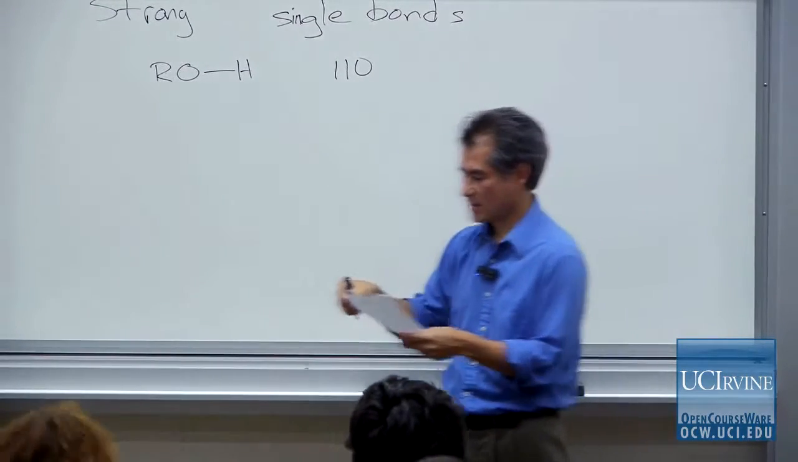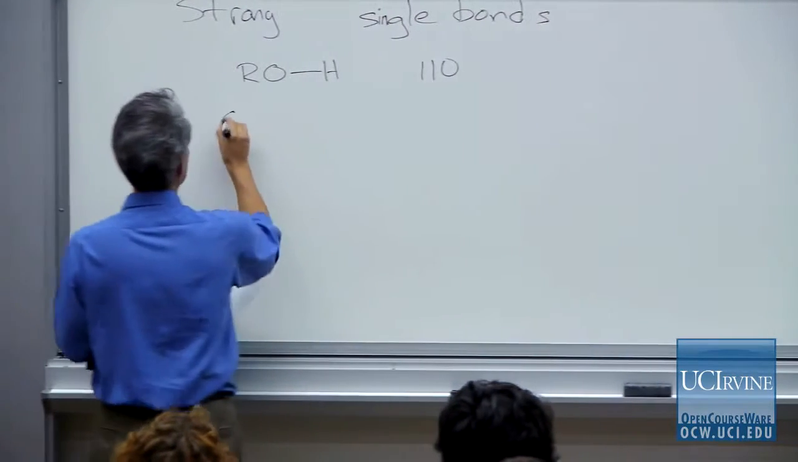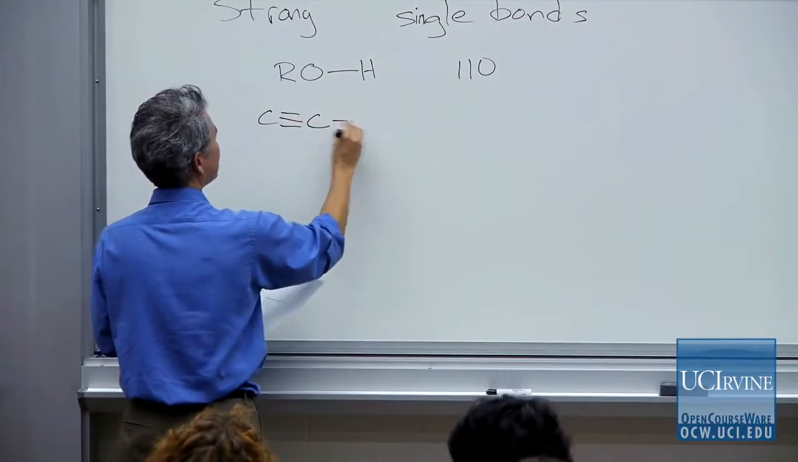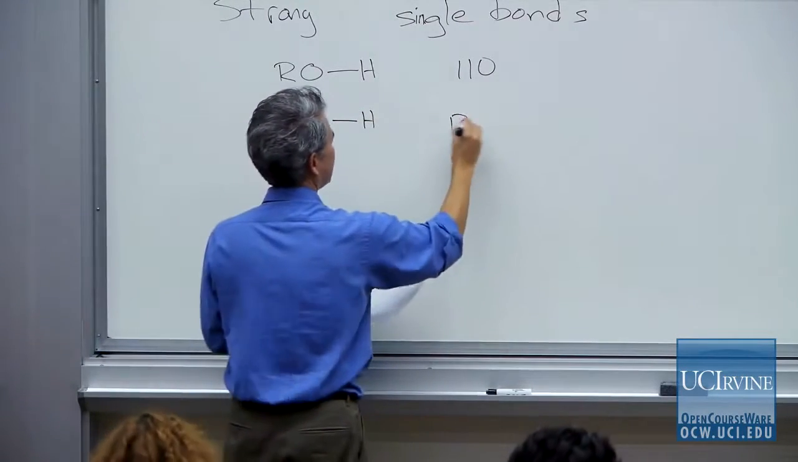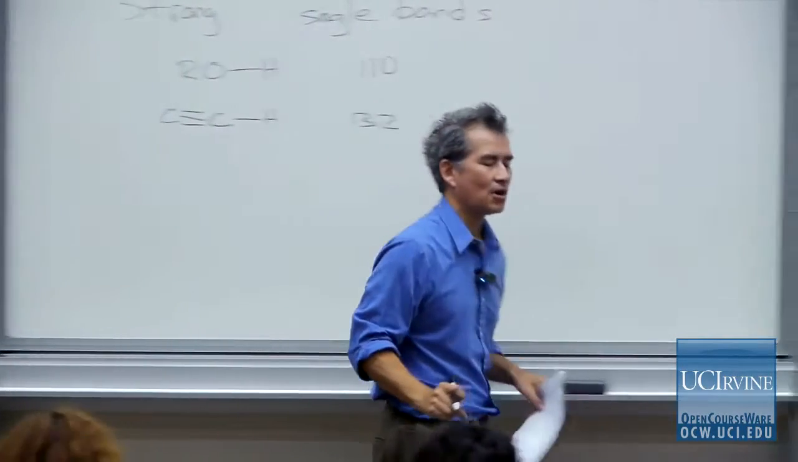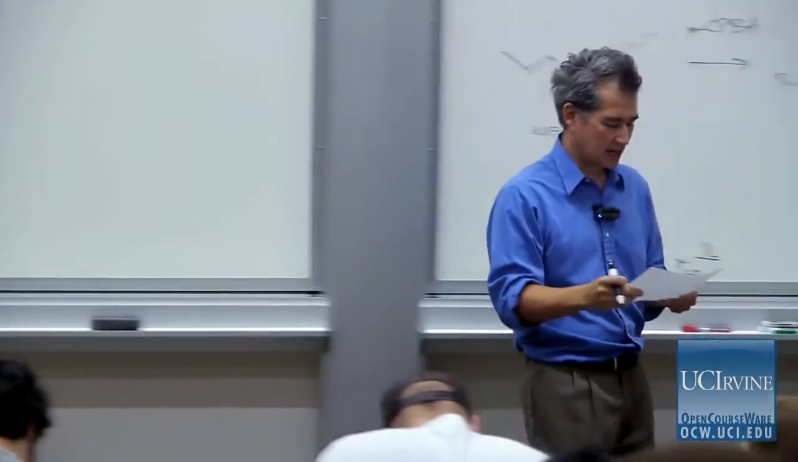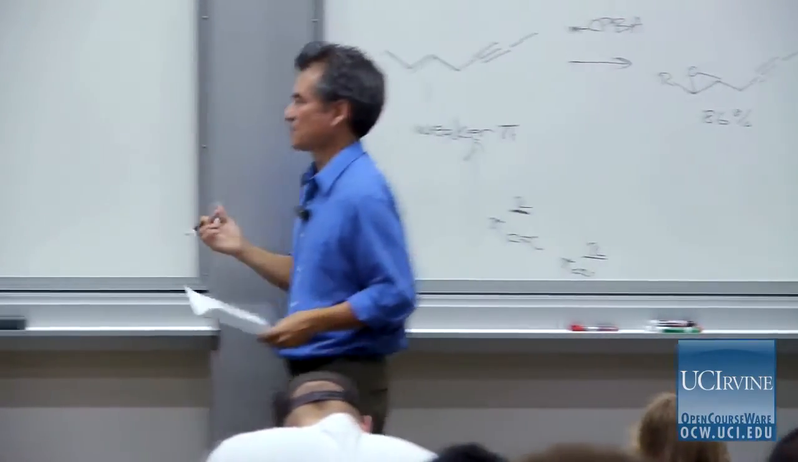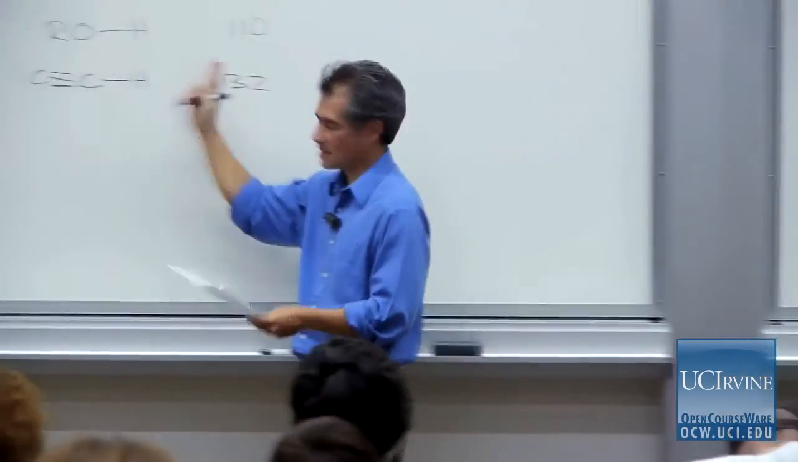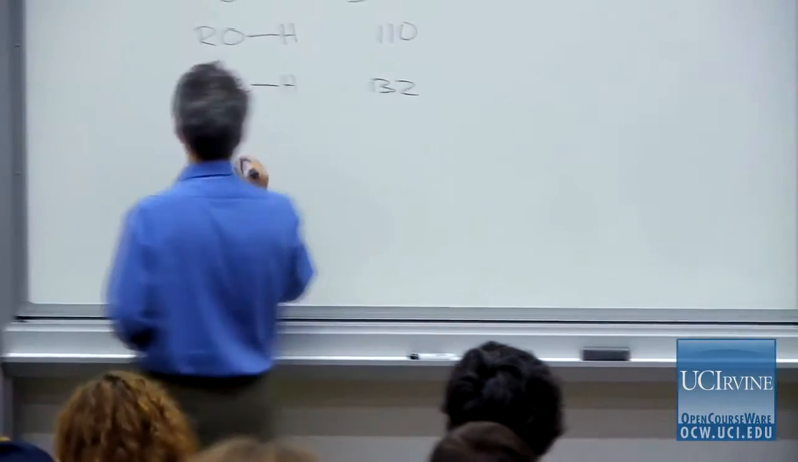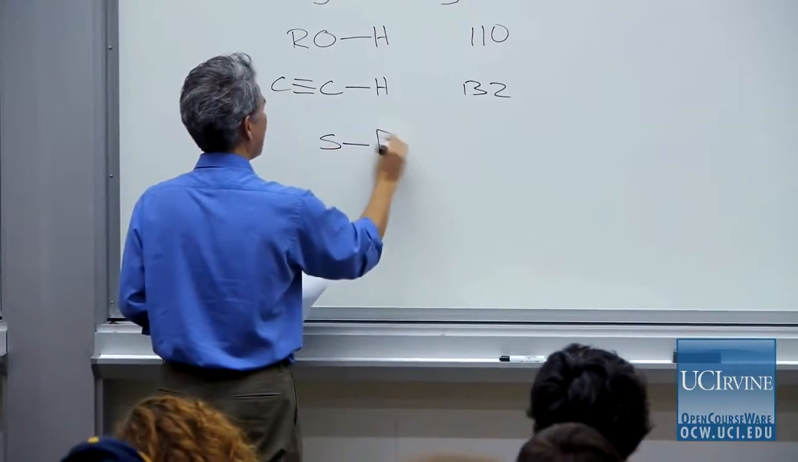So I already mentioned another example of a strong single bond, and that was this insanely strong CH bond at the end of an alkyne. Again, I've never heard of any reaction where anything can pluck this H off of the end of an alkyne. Okay, things I have not yet talked about.